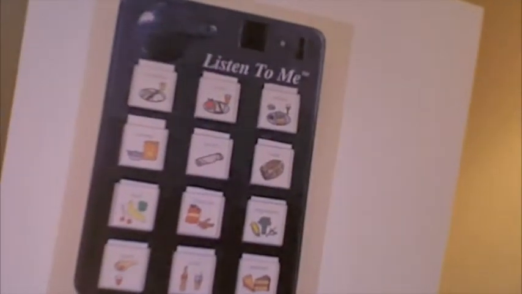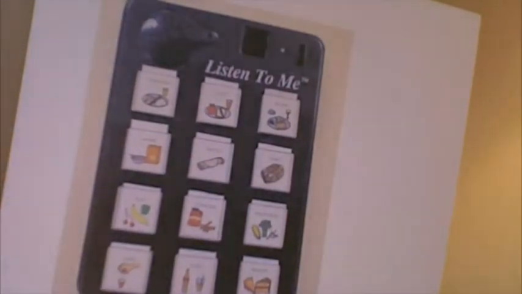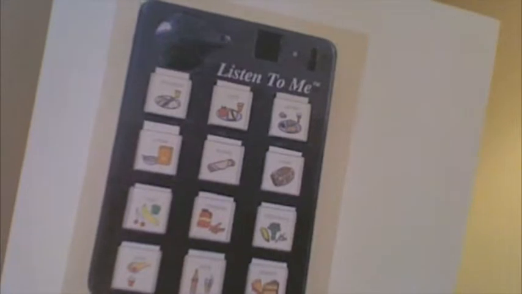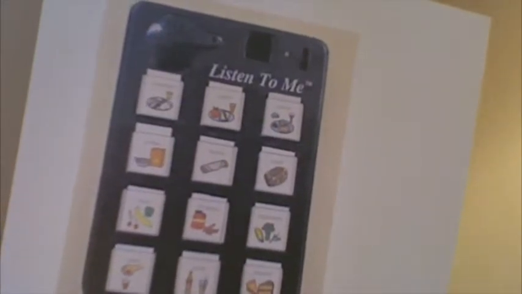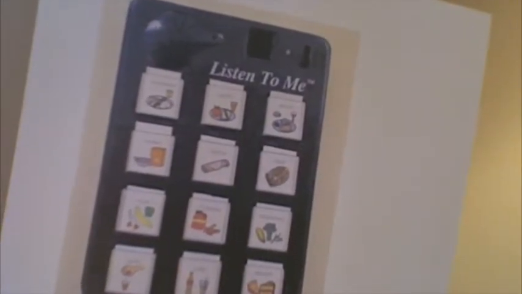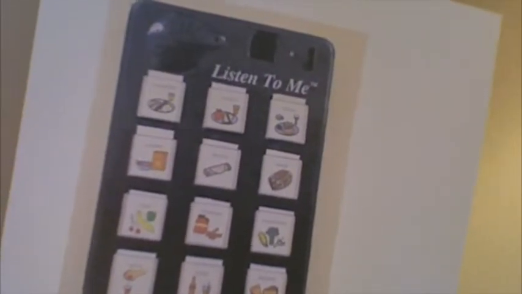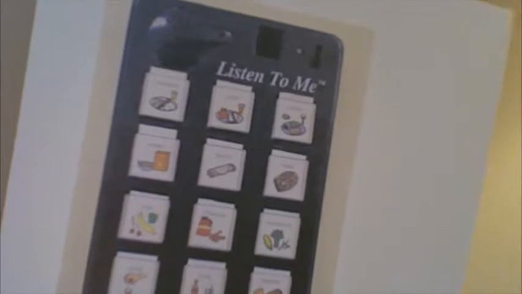Some are less complicated, like this, which just have a few different pictures on it, which can be used for students with more severe disabilities or younger children. This could have a picture of the child eating, and you could press the key and it would say, I am hungry, or I want food. So it's very simple and easy to communicate with others.